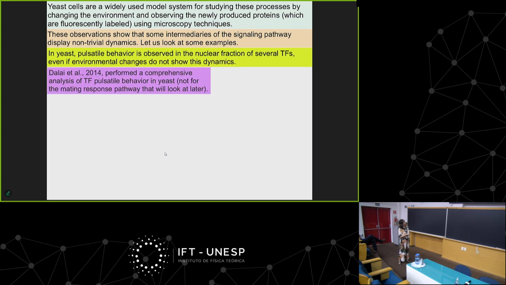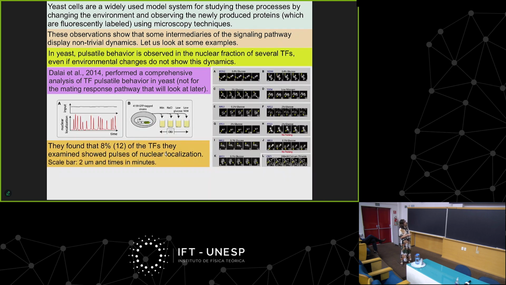And so in this paper from 2014, these people looked at the transcription factors in the nucleus of yeast cells, many of them. They subjected the cells to some sort of stimulus that would induce the entrance of the transcription factor that's specific to the response related to that stimulus, and they monitored how the transcription factor entered the nucleus. They observed this pulsatile behavior in 8% of the transcription factors that they looked at.